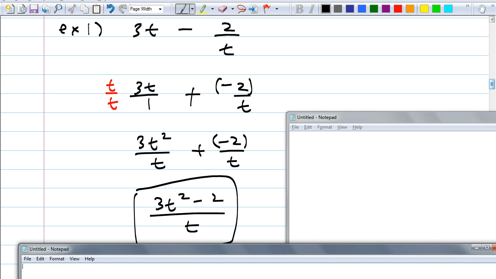Do you see how these are pretty straightforward? So you're going to get monomials with another fraction, and it's really easy to figure out the LCD because if you have a monomial, it's that monomial over 1. Does that make sense? All right, let's look at a second example.